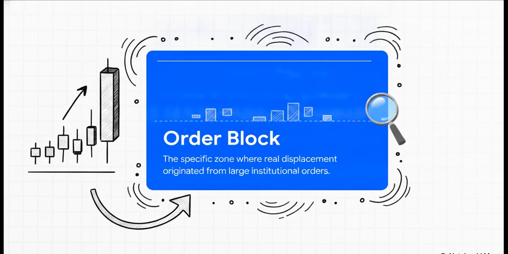Next up, we have the order block, which acts as the zone. This is the specific area where the real displacement actually originated. It's the exact location where large institutions likely stepped in and dropped a massive block of orders. Think of it kind of like the footprint of a whale. When a huge move happens, you don't try to chase the whale, right? Instead, you wait for the price to return to its original footprint before it continues its larger move.